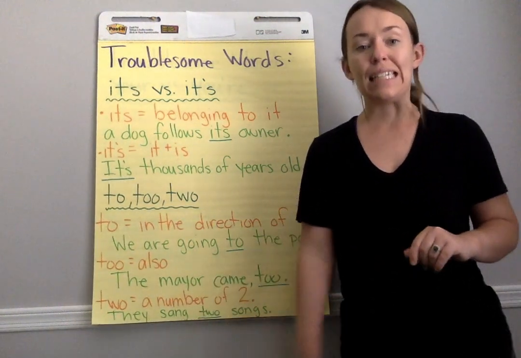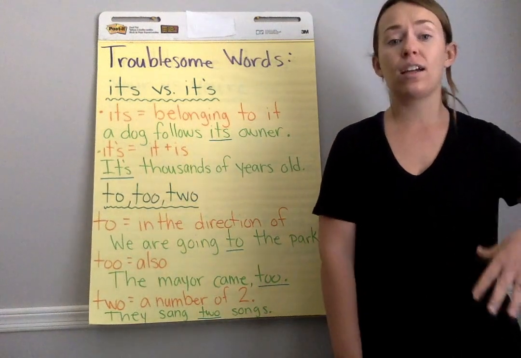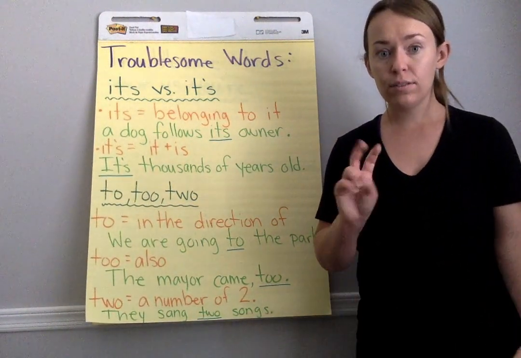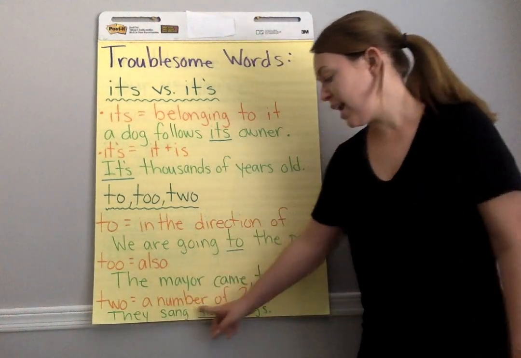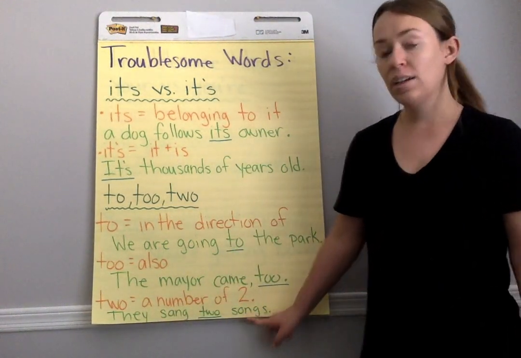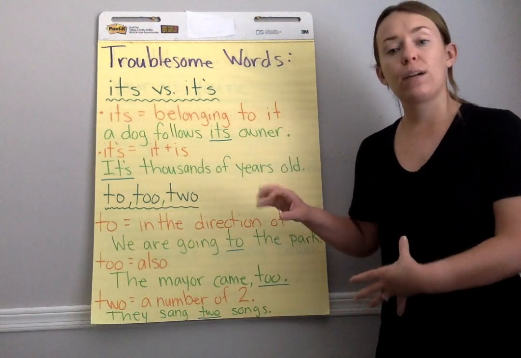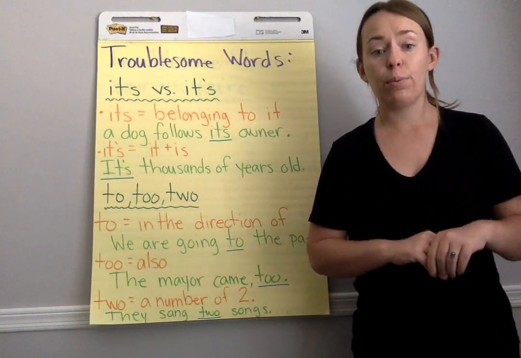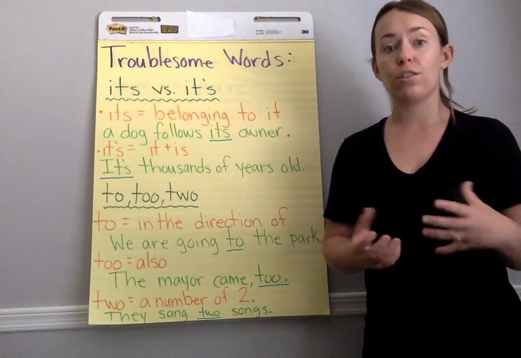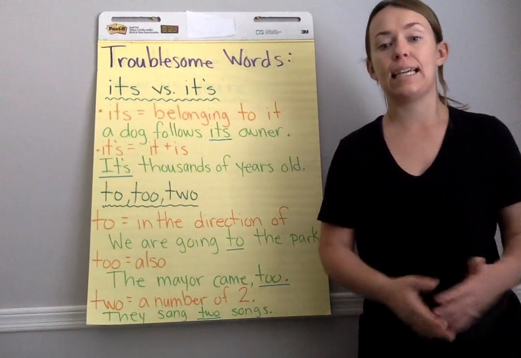And the last one, T-W-O, this one's talking about the number 2. So it's talking about a number of 2. They sang two songs. So these are 3 different ways to say to, 3 different sentence examples for how you guys use the word to and which one to use in that sentence.